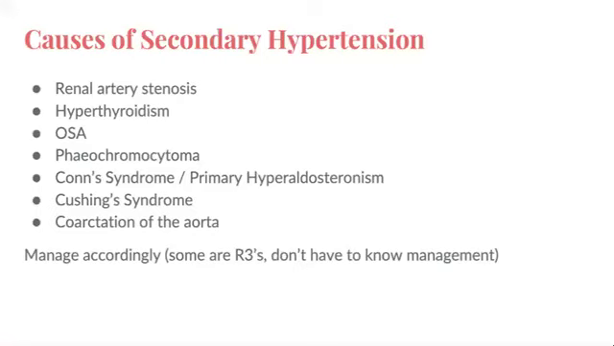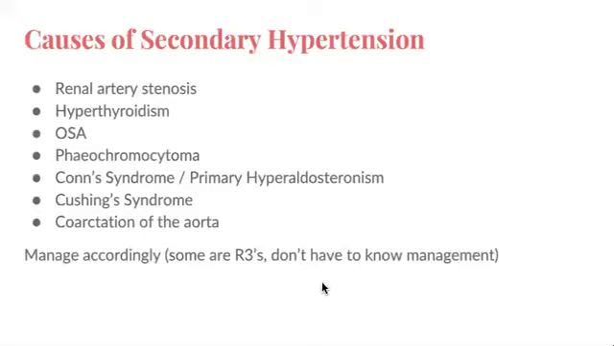Cushing syndrome, again, that's when you have too much cortisol in the body. That can be due to Cushing's disease, which is where the pituitary gland is secreting ACTH. It can be due to steroids, and there's also some cancers, such as lung cancer, that can cause Cushing syndrome as well. Lastly, there's coarctation of the aorta, which is quite rare. Essentially, it's where the distal end of the aorta will get narrowed, and that will cause a high blood pressure.